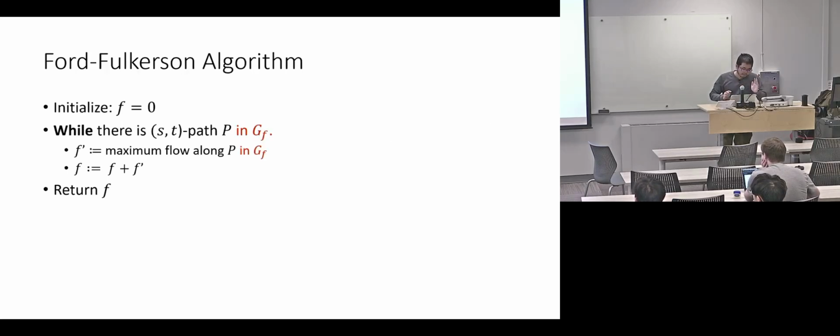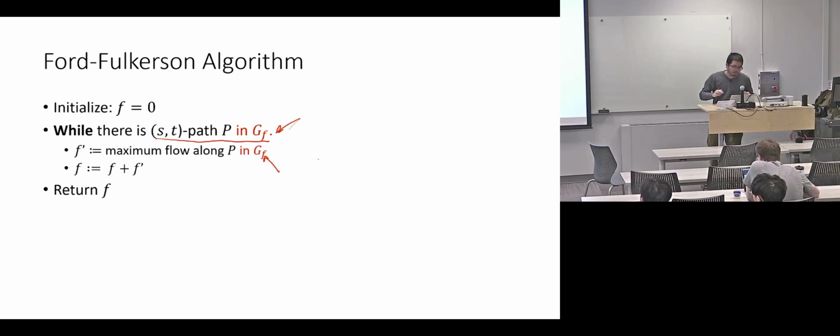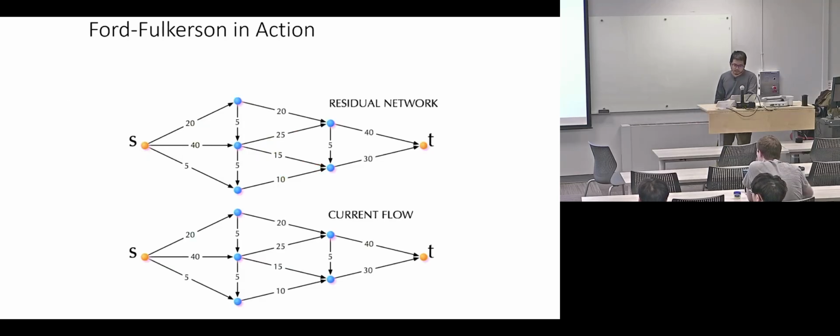Okay. So it's just the same algorithm. As long as there is a path in the residual graph, and this path will have non-zero capacity, right? Because I throw away all edges with 0 capacity from the residual graph. Find a path in the residual graph, send max flow along this path, along this bottleneck, and then add the flow, and keep doing this. Okay, that's the algorithm. Let's see how it does in action.